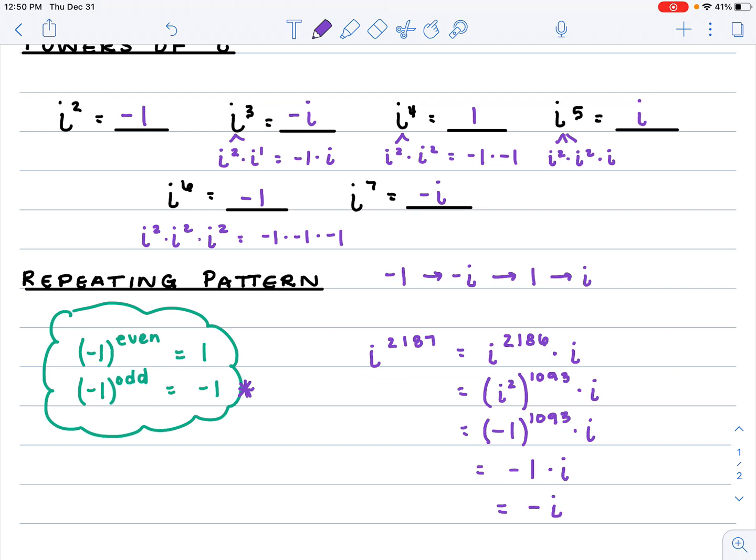So you can figure out whatever number I throw at you by breaking it down to i squared, because we know what i squared is. It's common to us.